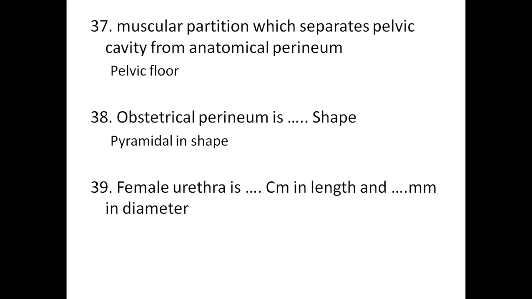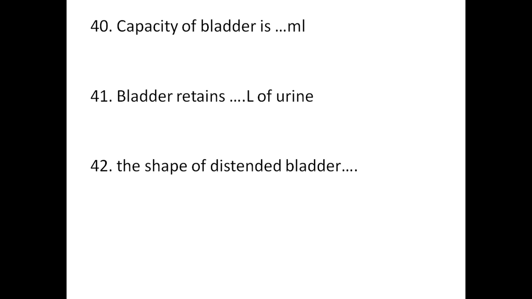The female urethra is 4 cm in length and 6 mm in diameter. The capacity of the bladder is 400 ml. The bladder can retain 3 to 4 liters of urine. The shape of a distended bladder is ovoid.